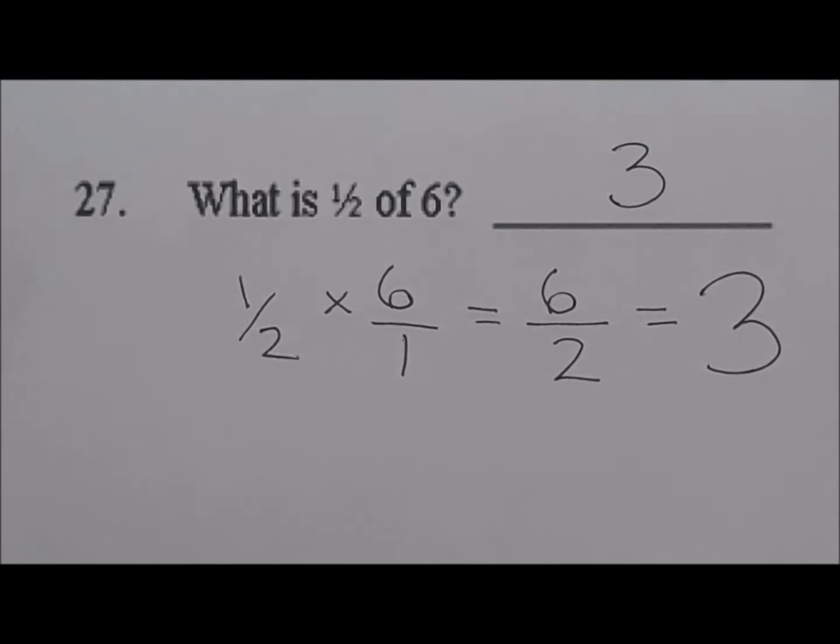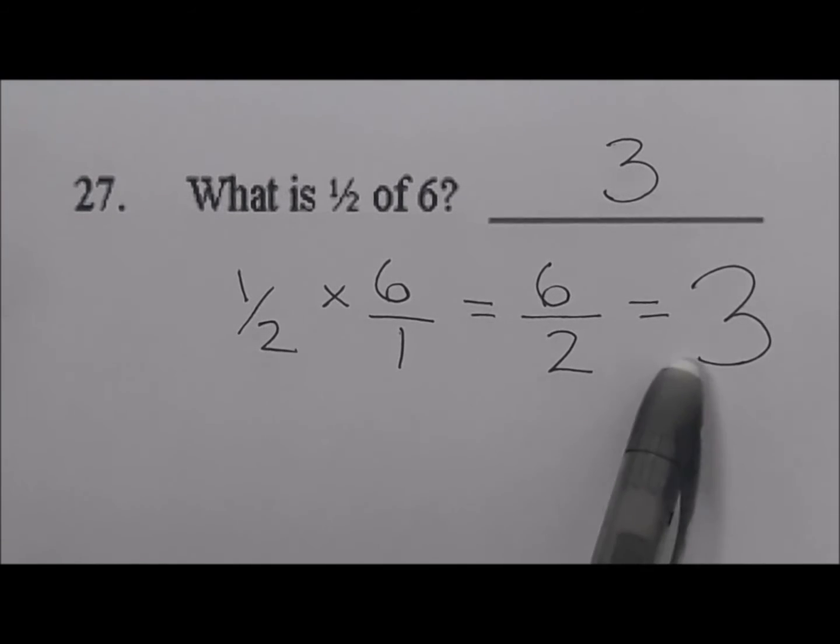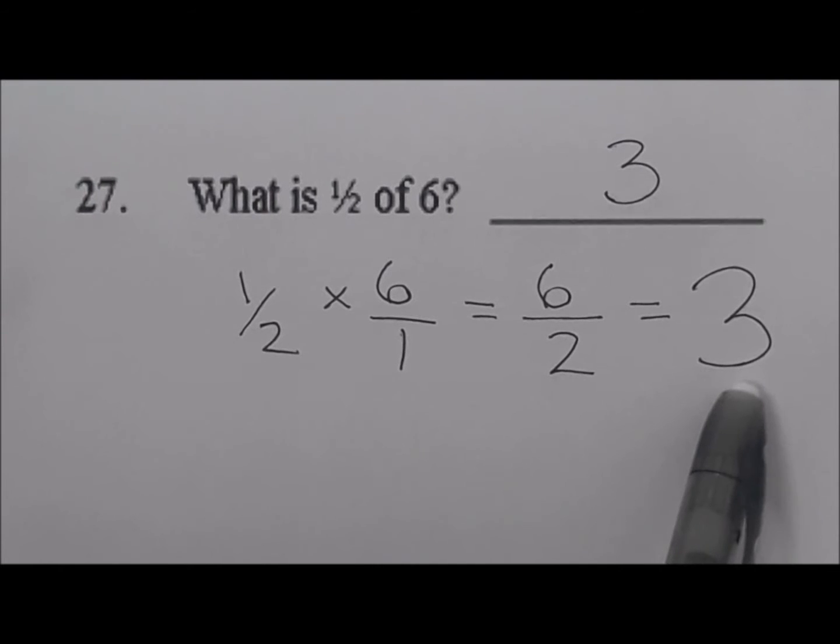Okay, right away you know half of 6 is 3, so you didn't have to work it. But if you have to work it, you can multiply 1 times 6 over 2 times 1. That's 6 over 2, and the answer is 3 when you divide 6 by 2.